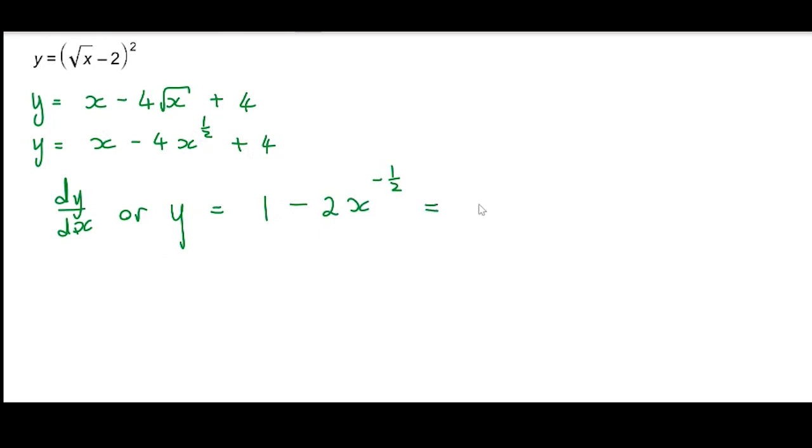With positive exponents, it will actually be 1 minus 2 over x to the half, right? Or, if we really want to show off, we can put this x to the half back into root form. So in other words, 1 minus 2 over root x. Okay, each of these answers is correct. Unless the question specifies, we don't actually have to move on from this one.